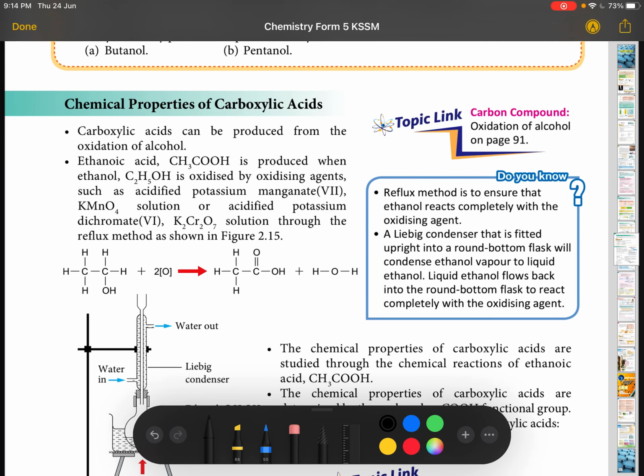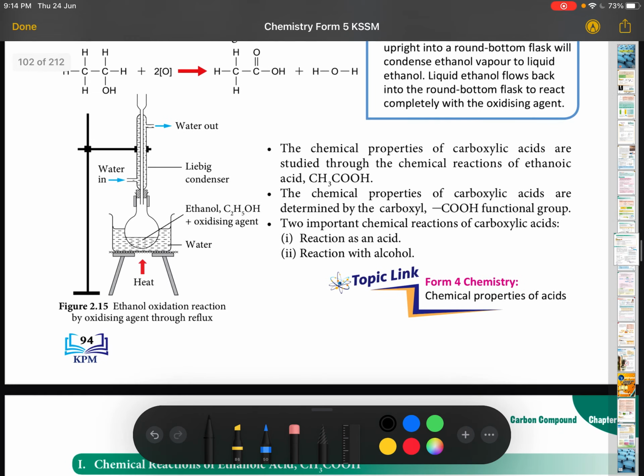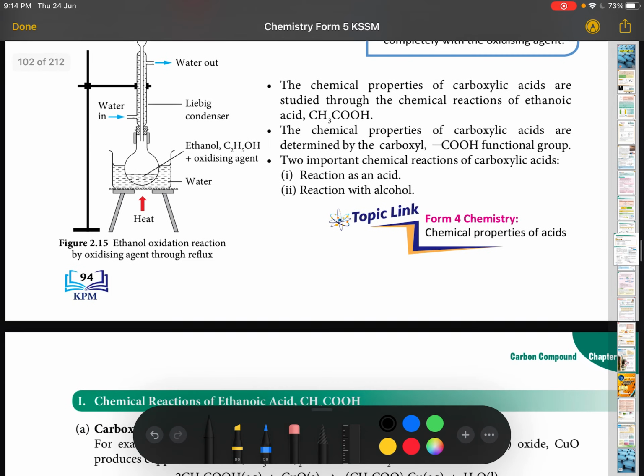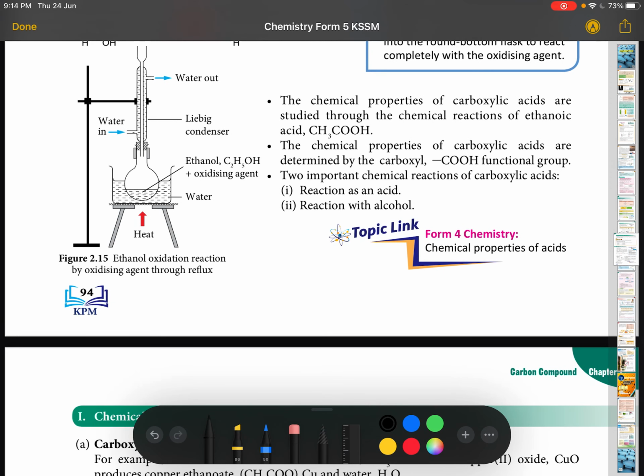Okay, carboxylic acids. Carboxylic acids are, as we know earlier, produced from oxidation of alcohol. There are two main reactions of carboxylic acids: reaction as an acid, and reaction with alcohol. So first, reactions as an acid.